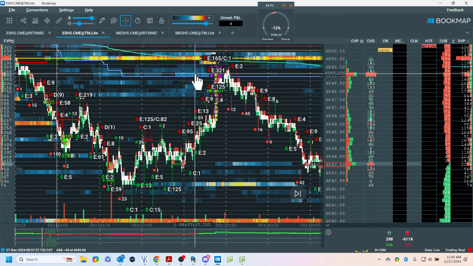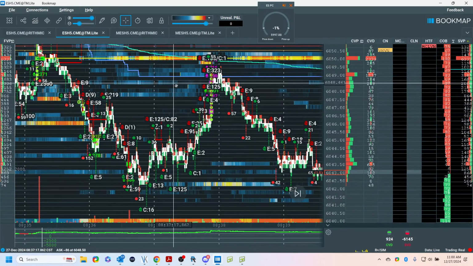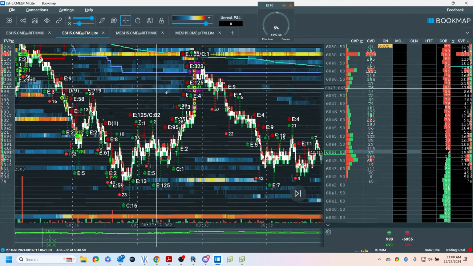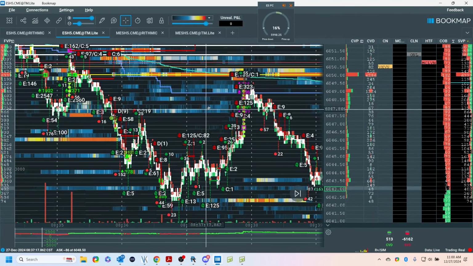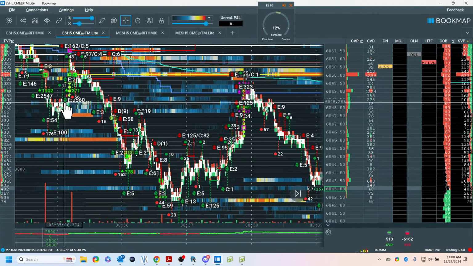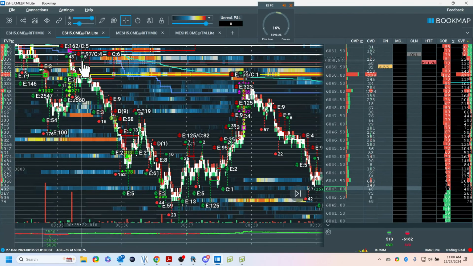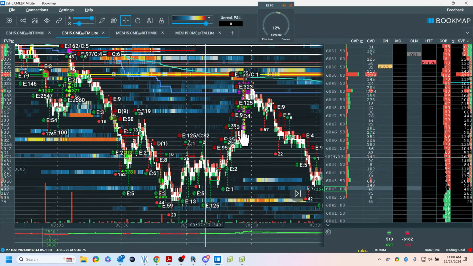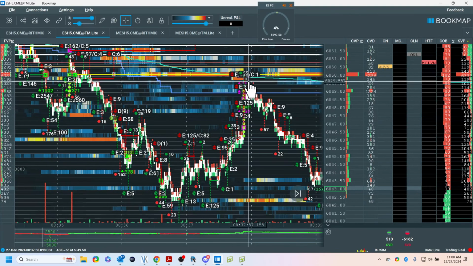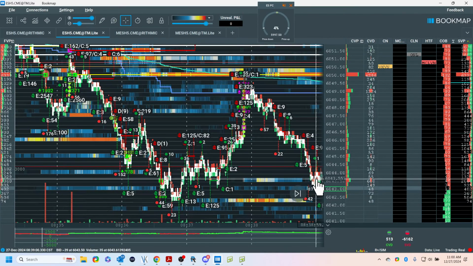All Trader Lab structured trades. Now, the thing about Trader Lab, of course, by the way, what's this? Let's look at this. Sweep, reversal. Sweep, reversal. Are you guys tracking?